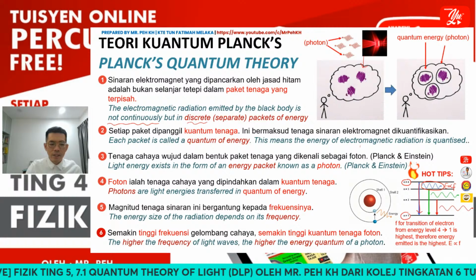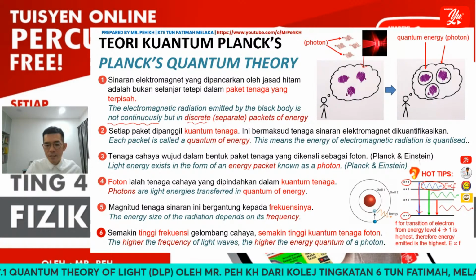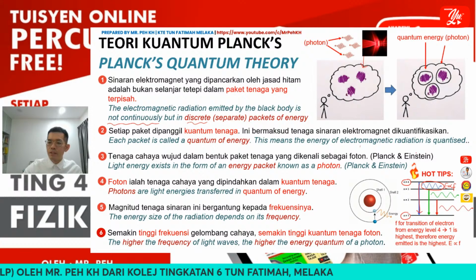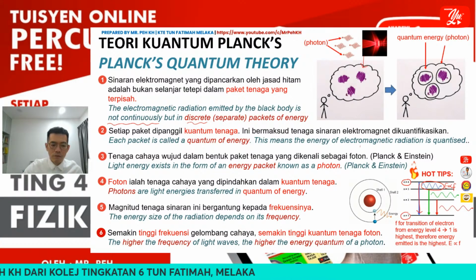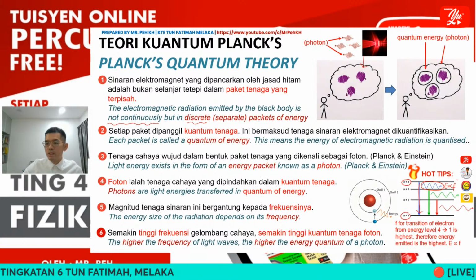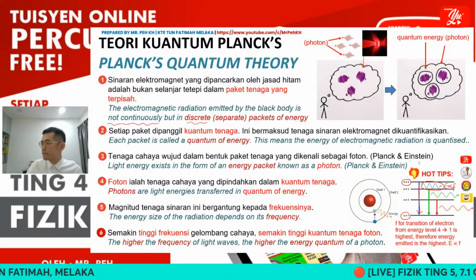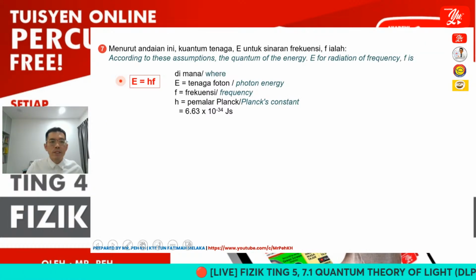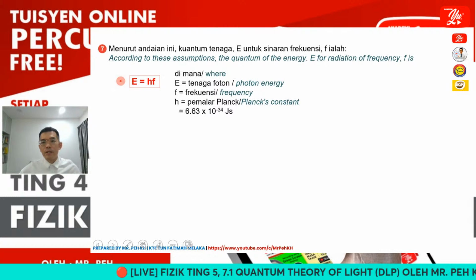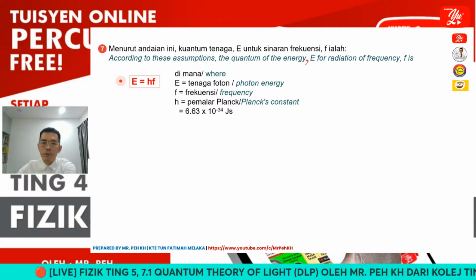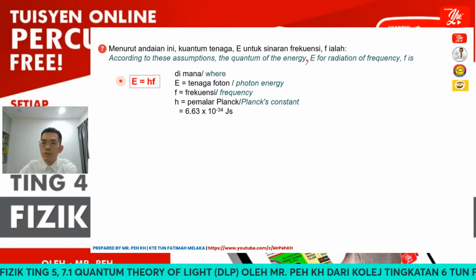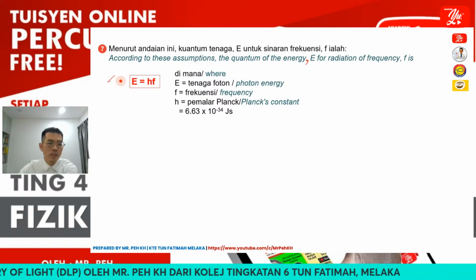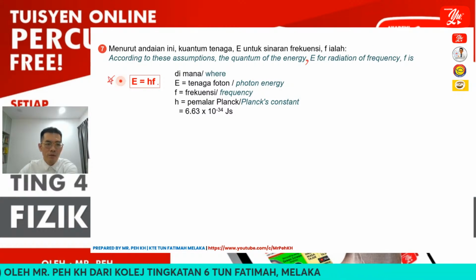Okay, so the higher the energy of the light wave, the higher the energy quantum of the photon. So the energy quantum of the photon here will be E. The frequency of light will use the symbol F. Okay, so according to this assumption, the quantum of energy with symbol E for radiation of frequency F can be written as this formula, E equals HF.